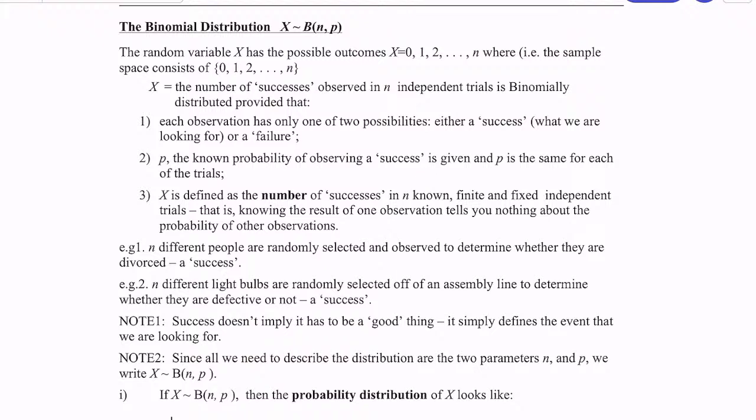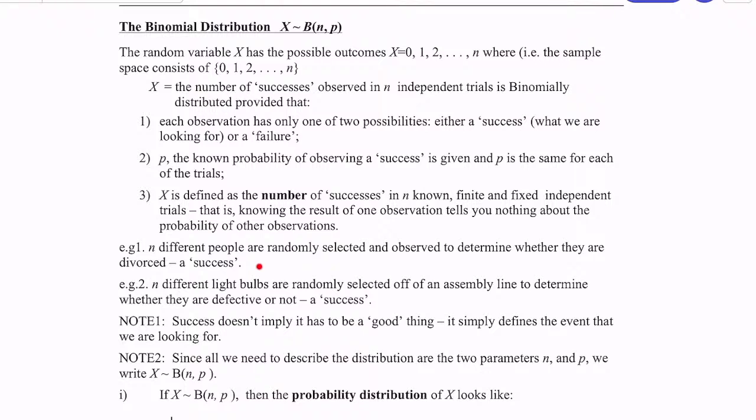And x, we define x as the number of successes in n known, finite, and fixed independent trials. So it's not infinite, and it is always the same, or we set it at the outset. We know it. It's not infinity, and we fix it at the outset. We don't vary it depending on what we're looking for.